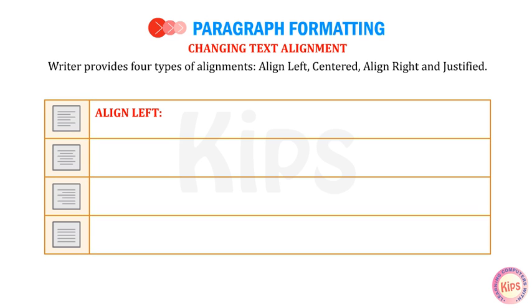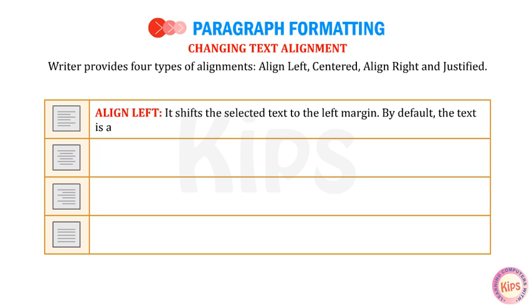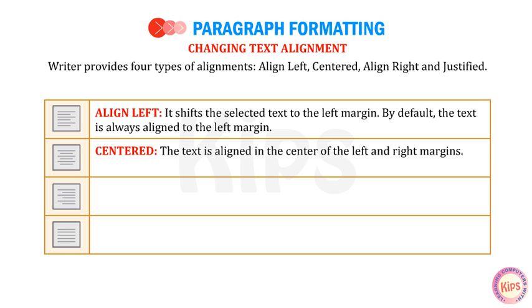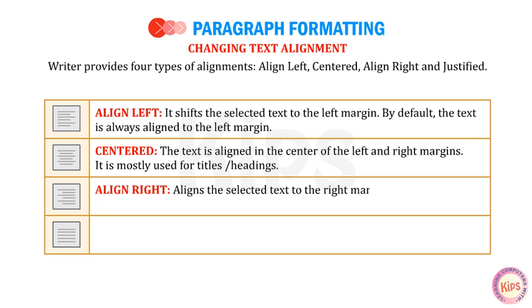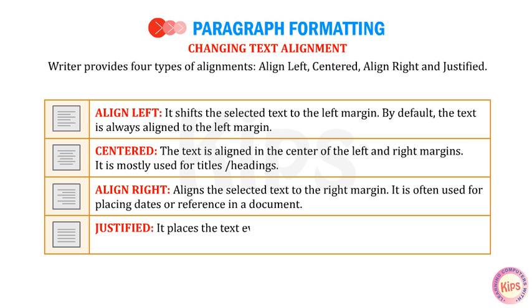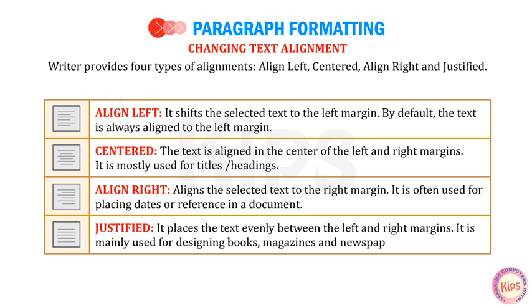Align left. It shifts the selected text to the left margin. By default, the text is always aligned to the left margin. Centered. The text is aligned in the center of the left and right margins. It is mostly used for titles or headings. Align right. Aligns the selected text to the right margin. It is often used for placing dates or references in a document. Justify. It places the text evenly between the left and right margins. It is mainly used for designing books, magazines, and newspapers.